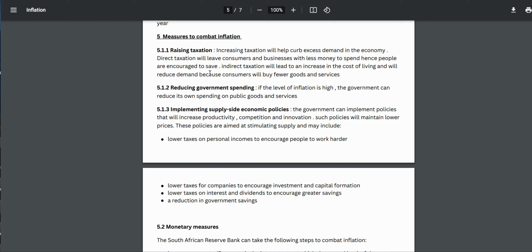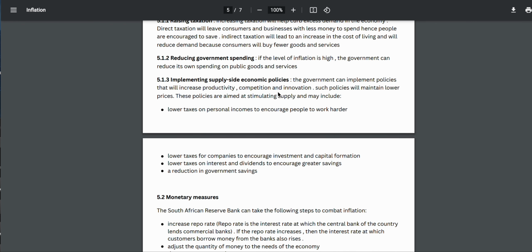Now, if there is excess demand in the economy, we did mention the fact that it actually contributes to demand pull inflation. And we also don't want the economy to overheat. So if we raise tax, it means people have less money to spend and they will be encouraged to save, and then we also won't have excess demand. Now, indirect taxation, like your VAT, will also lead to an increase in the cost of living, and therefore this will reduce demand and people will buy fewer goods.